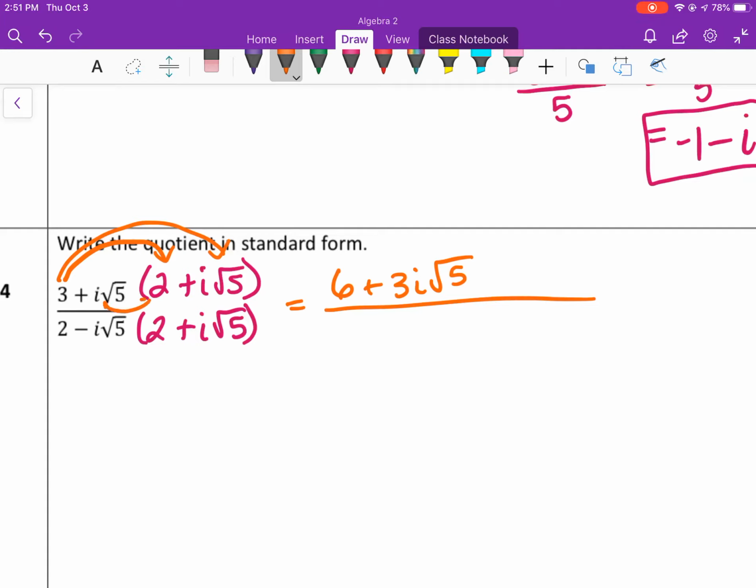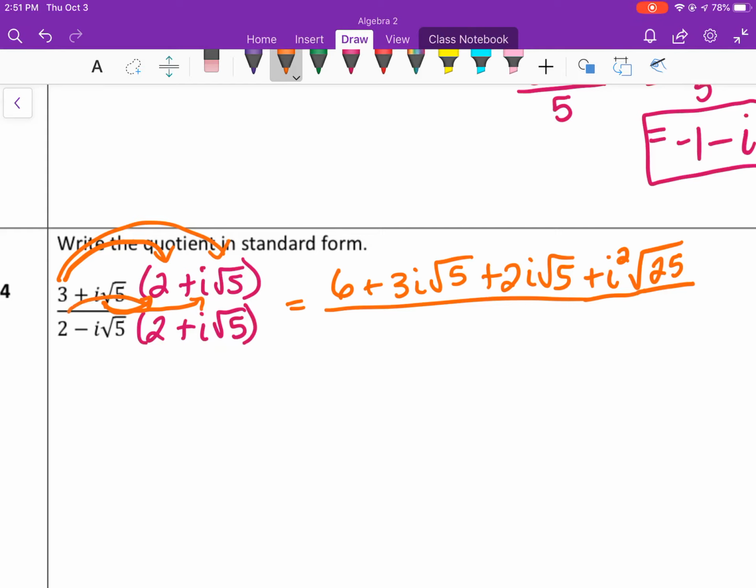Same with the 2 times I square roots of 5, that's going to be 2I square roots of 5. And then I square roots of 5 times I square roots of 5. We're going to multiply the I's together and get I squared. And the square root of 5 times the square root of 5 will be the square root of 25. You multiply the two 5's together because they're both inside the square root, so those two can be multiplied together.